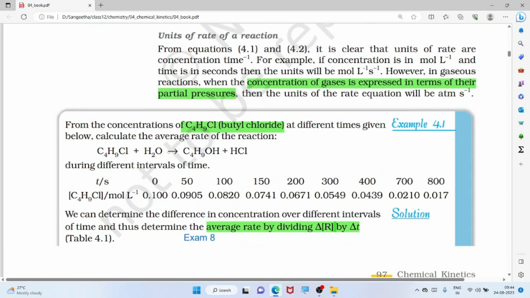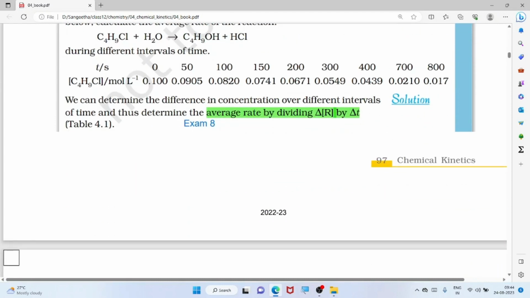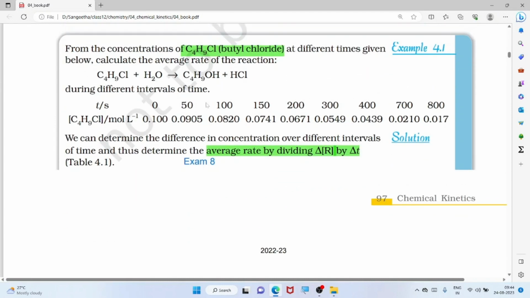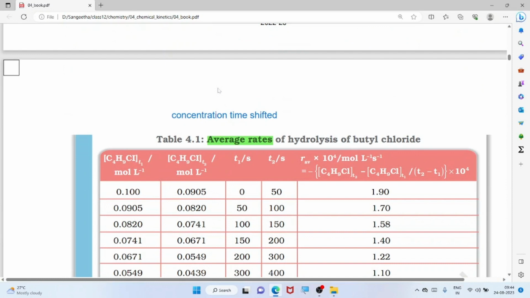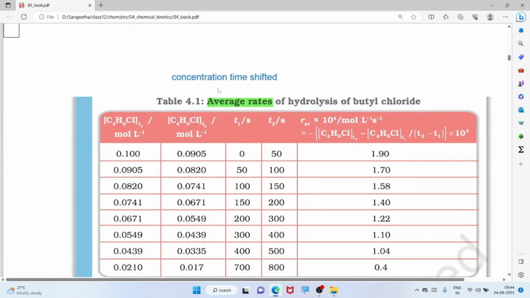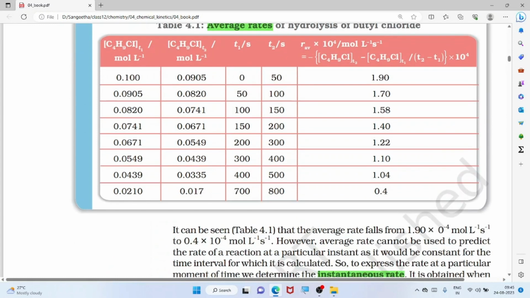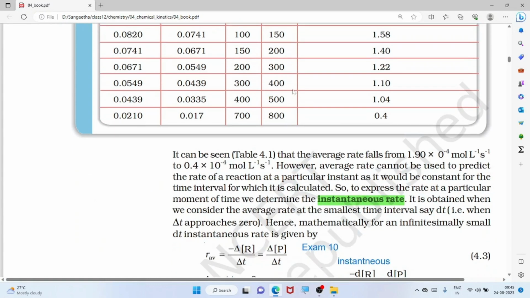The concentration of gases is expressed with partial pressures. Okay, then the experimental data: how they are computing the average rate. So the difference in concentration divided by the difference in time. So okay, then you will get the average rate.